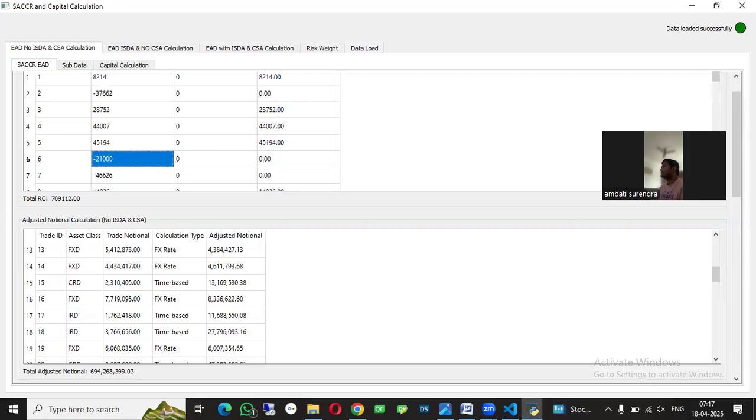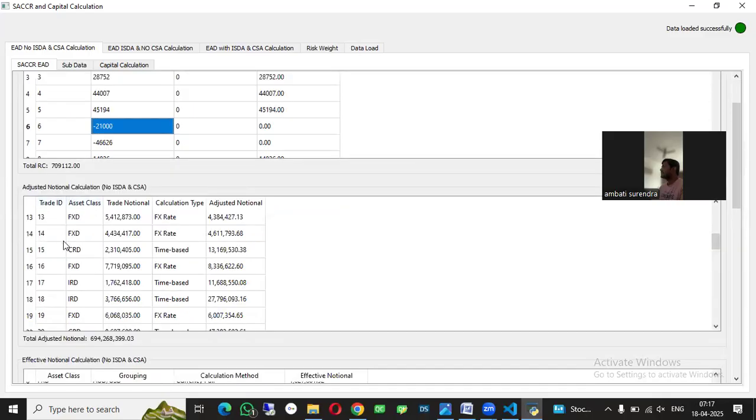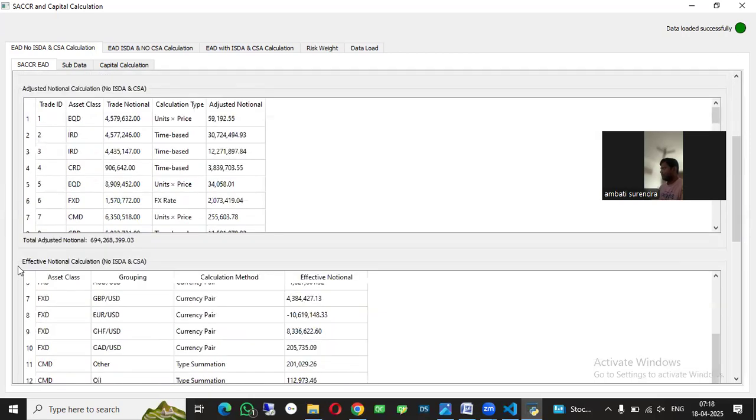So if you see, all the calculations are happening here at trade level, and the second one, the adjusted notional calculation, is happening at asset level.